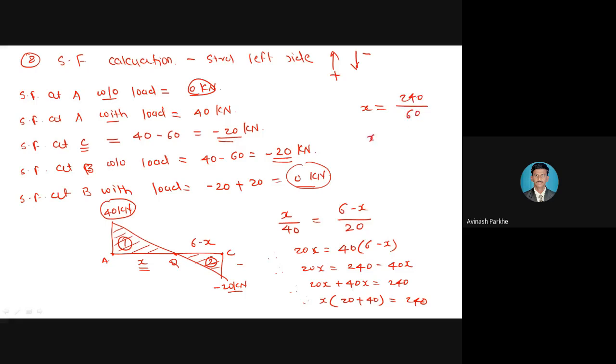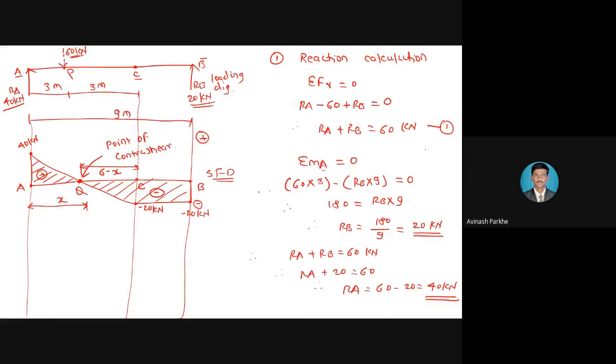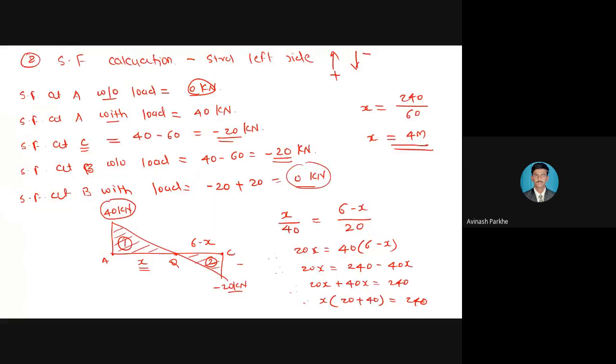So what will be the x distance? 4. X is equal to 4 meter. Okay, so I will represent that particular 4 meter distance as it is. That is AQ distance is equal to 4 meter. Here also I will write x is equal to 4 meter.